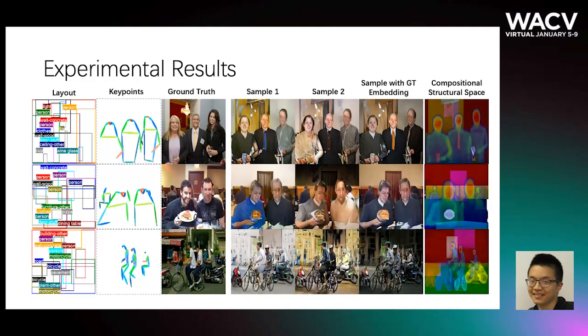Our model is able to generate a set of images with diverse appearances given the same input by sampling different style embeddings from the trained VAE. Sampling results are shown from the 4th column to the 7th column, and we also visualize the compositional structural space for each input as shown in the last column.